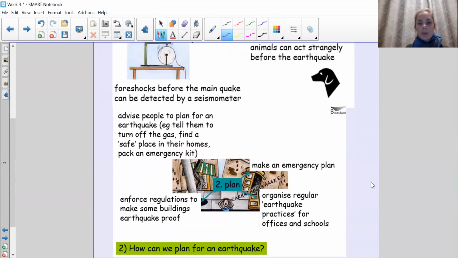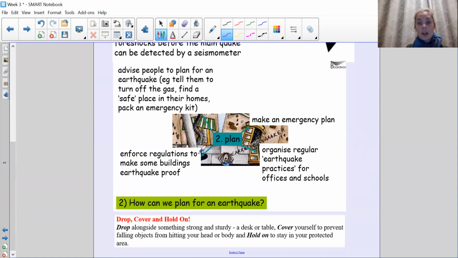All right, we need to plan. So if we are in an earthquake, what can we do? We need to have an emergency plan. We need to practice those earthquake drills at school.